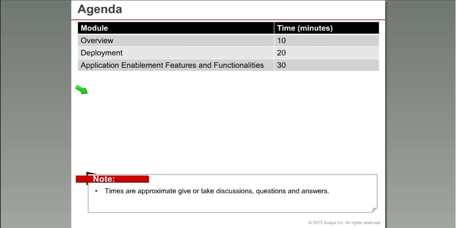So there's an agenda. We'll do an overview, a bit of a recap on the previous session, 2007, which is what's new in Avaya Aura 7. We'll look at deployment first, how to deploy the AES, finally finishing up with features and functionality.